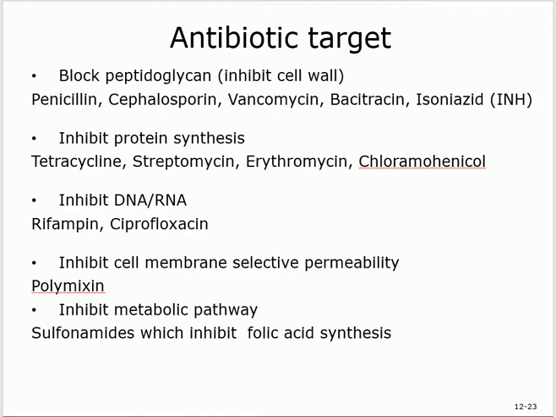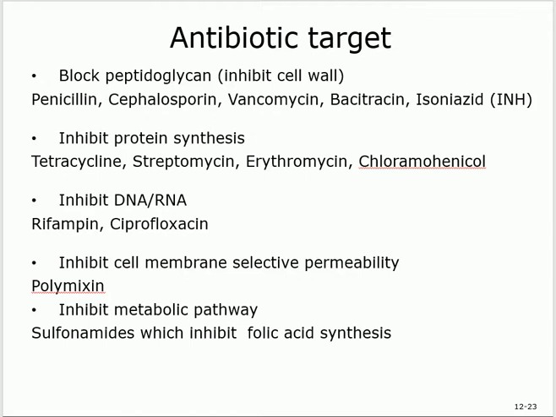So if I tell you any one of those that you need to memorize, you have to remember it. Penicillin, cephalosporin, vancomycin, bacitracin, and INH. Which part of the bacteria does it work on? Cell wall. What's the mechanism? How does it work? Peptidoglycan. Is that clear? Not enough to remember cell wall. Which part of the cell wall? Peptidoglycan. What's peptidoglycan? It's an important component of the cell wall, the most important component of the cell wall. Is that okay so far? For the protein synthesis, just remember those four.